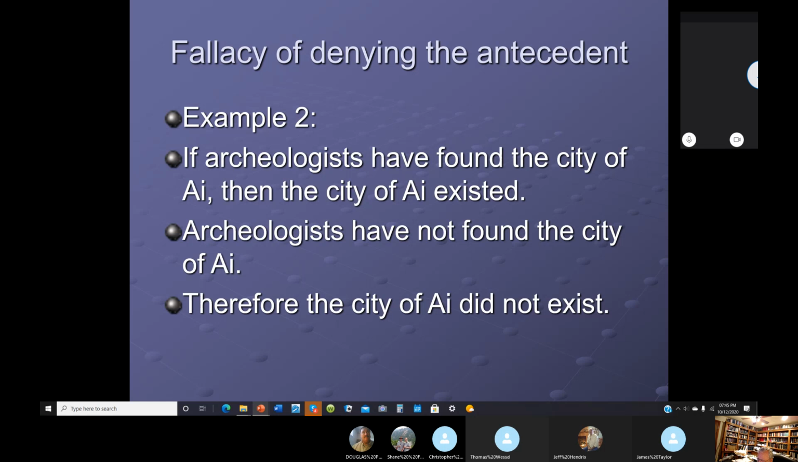And, of course, it denies the antecedent. Your antecedent is archaeologists have found the city of Ai, and you deny that antecedent, saying they haven't found it. Well, again, the conclusion is not proven. It's a logical fallacy. How many times, if you put it in logical form, you can look at the arguments of atheists and see they're just flawed to the core.